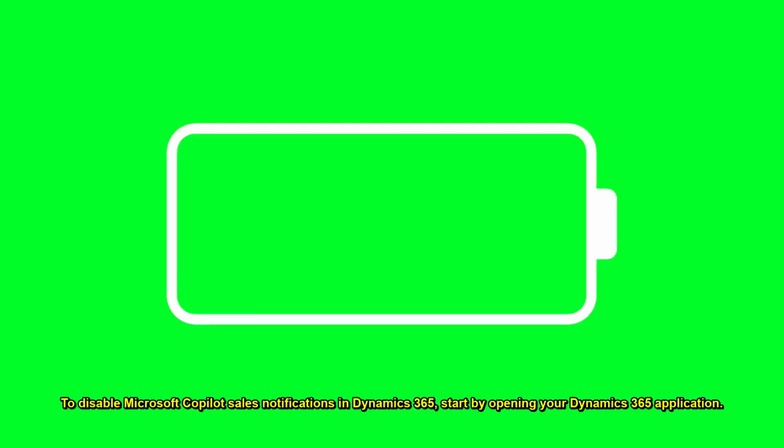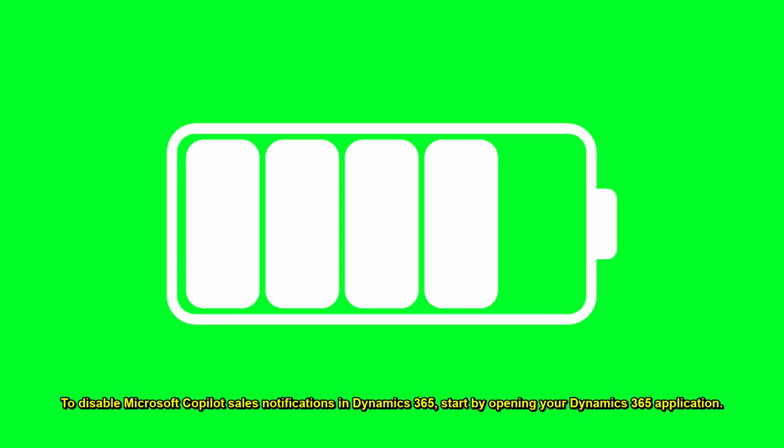Welcome to our channel. Today we show how to disable Microsoft Copilot sales notifications in Dynamics 365, complete guide step by step clearly. To disable Microsoft Copilot sales notifications in Dynamics 365, start by opening your Dynamics 365 application.